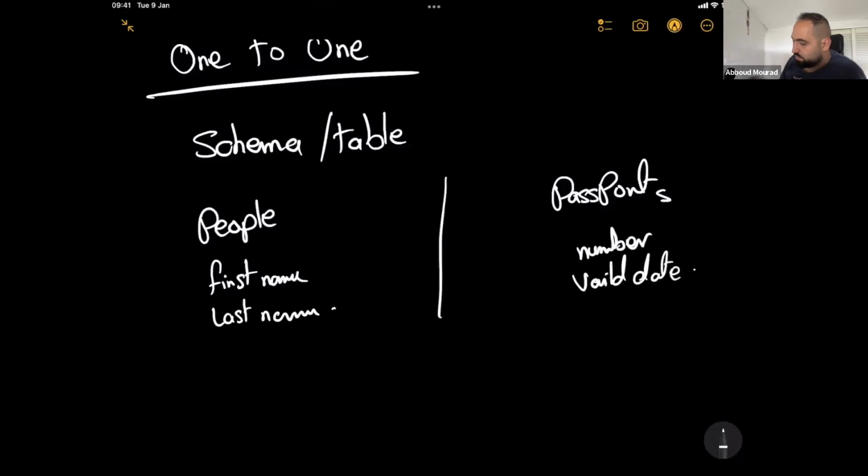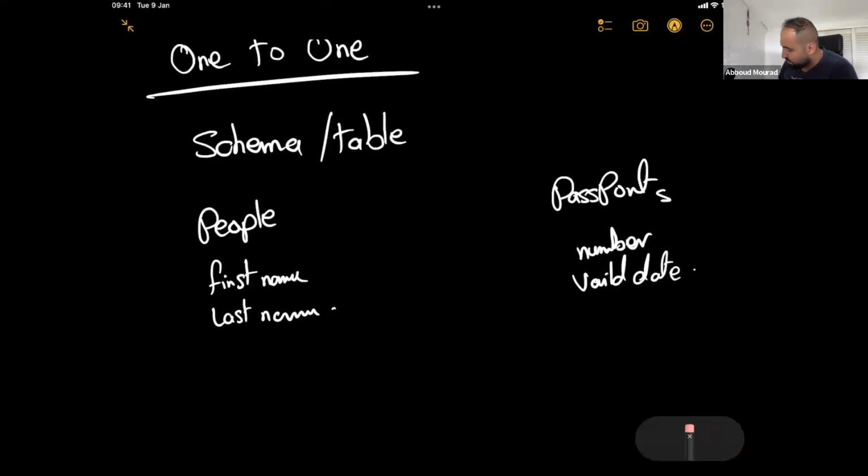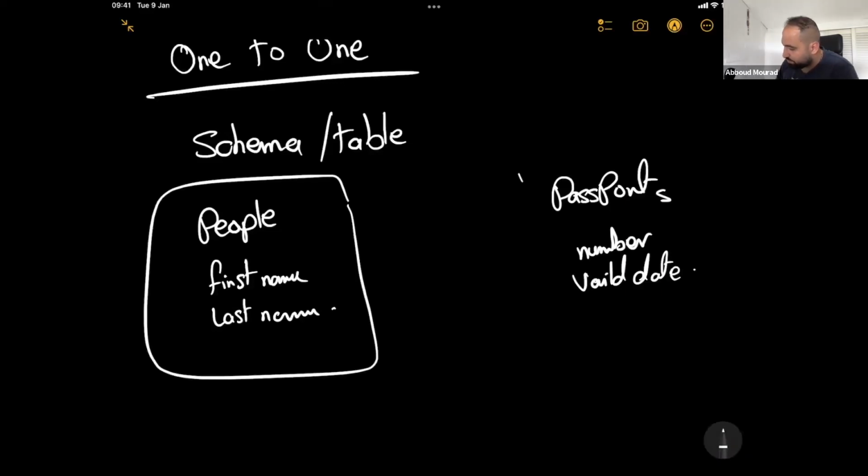Okay. The question is for you. Each person, how many passports can they carry? For one country? One. It has only one number and valid date. So can the same person have many passports? No, of course not. In another country, yes. But in this situation, the relationship between these two tables is a one-to-one relation, which means I can draw it like this.